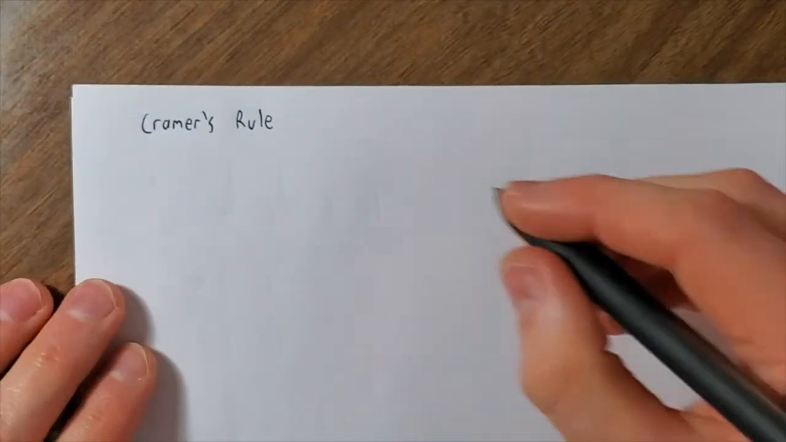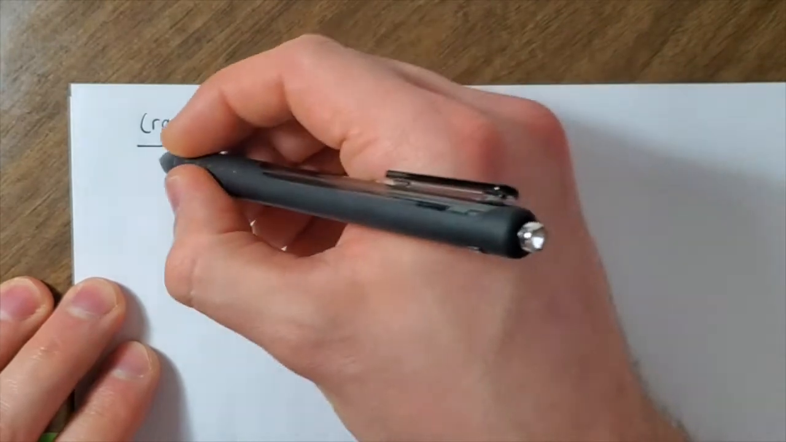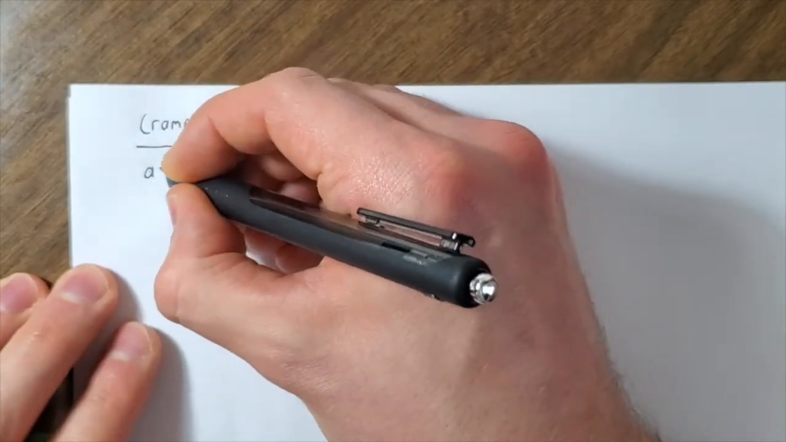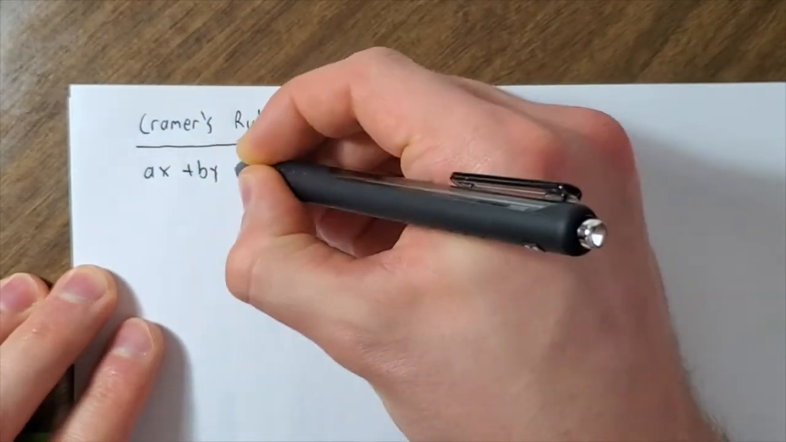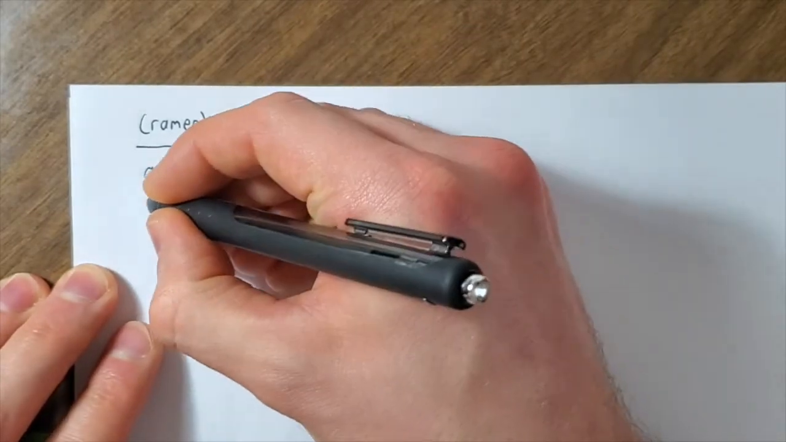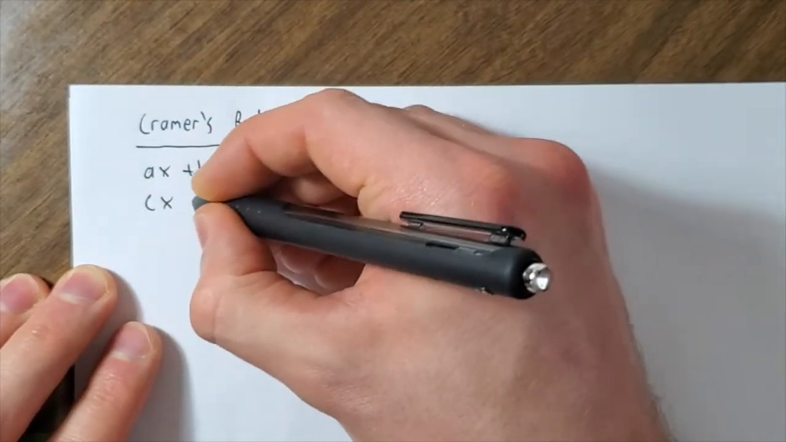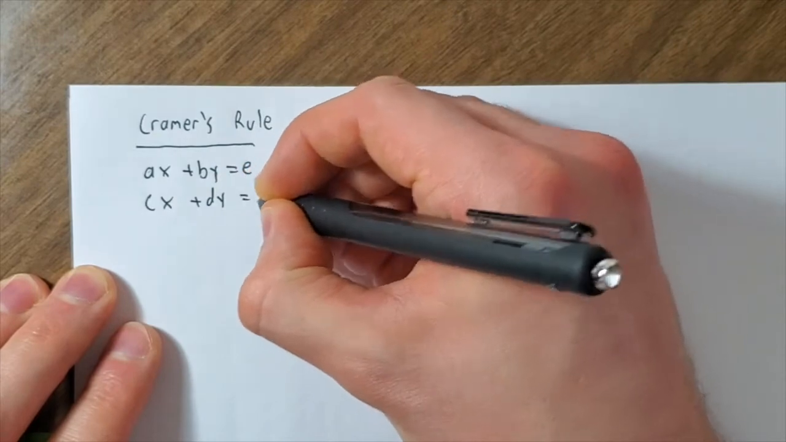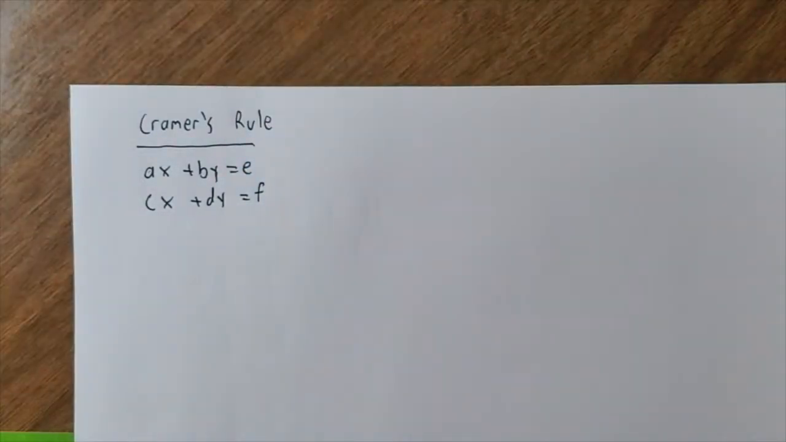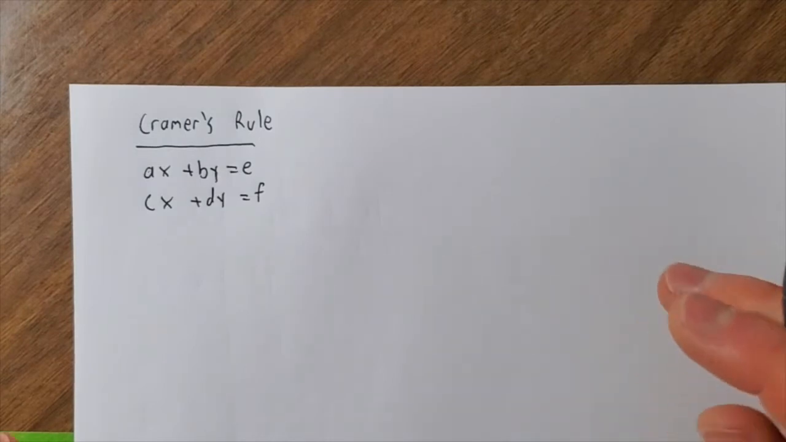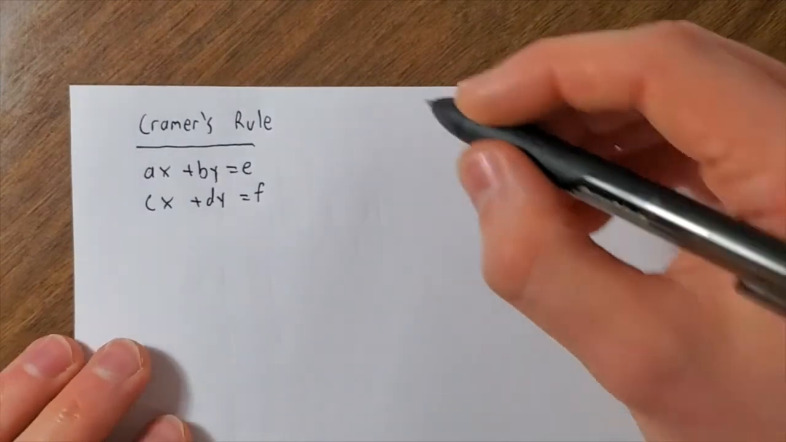So Cramer's rule says if we take a system, and I'm going to make a generic system here, ax plus by is equal to e, and cx plus dy is equal to f. So I'm again using my a, b, c, d, e, f as variables to represent constant values, and then x and y are our variables for our equation. So Cramer's rule says we can follow a couple of steps.